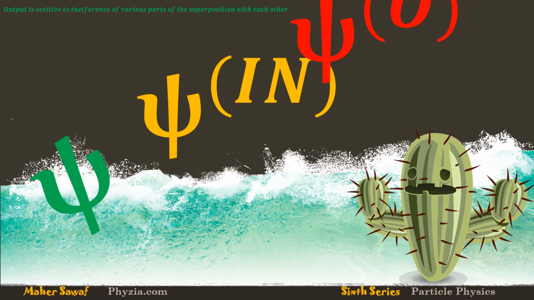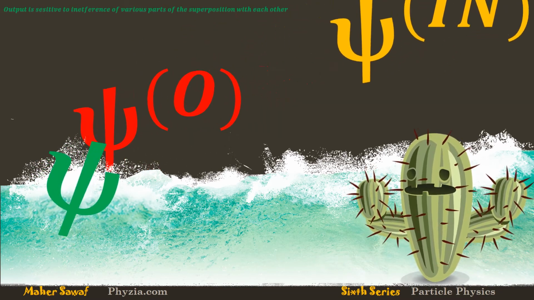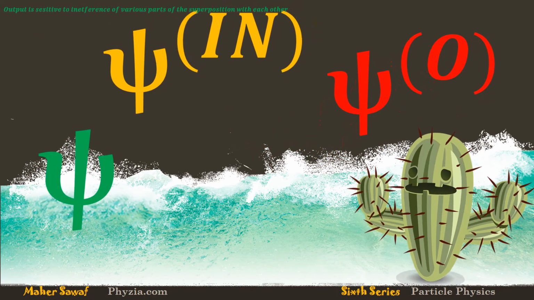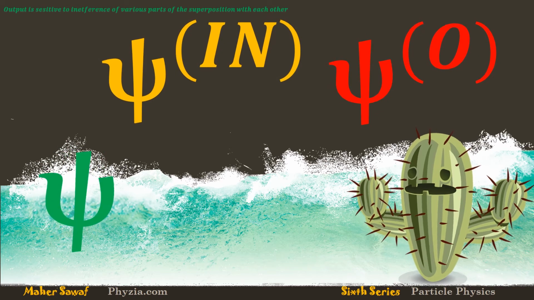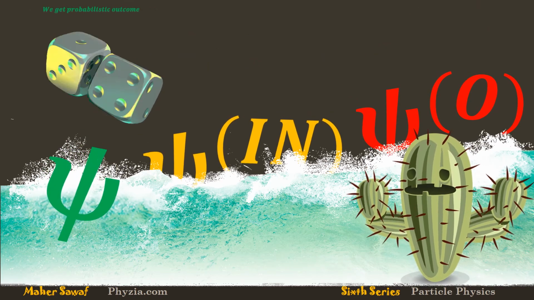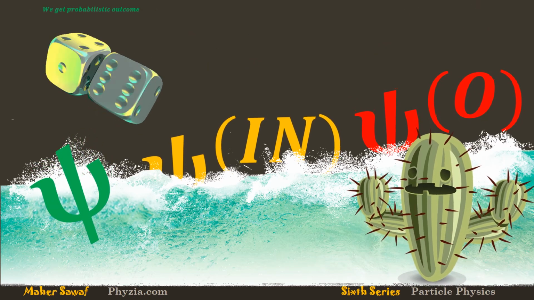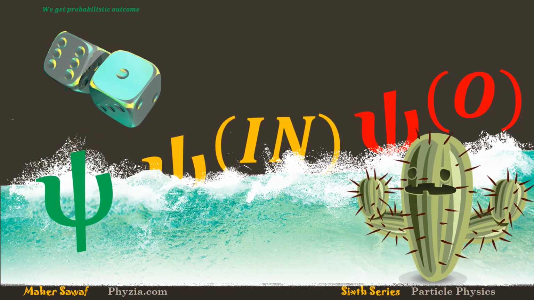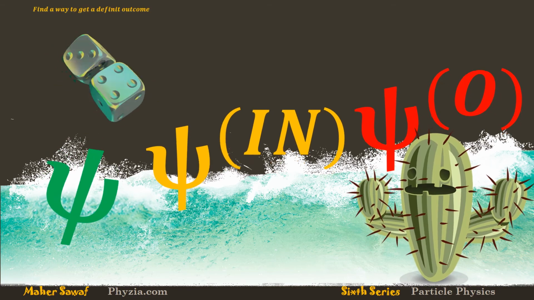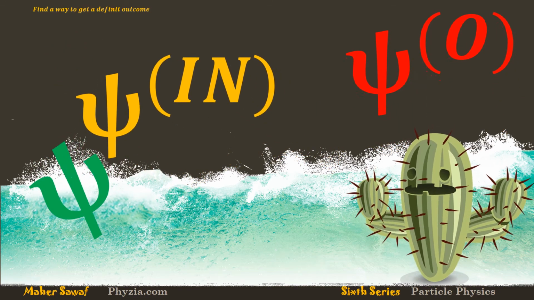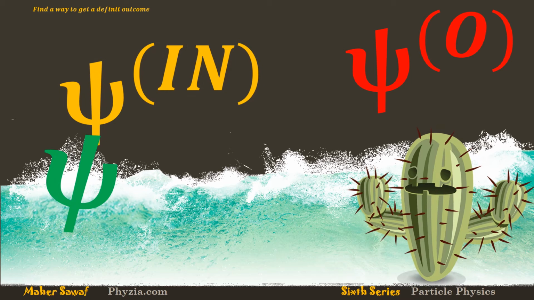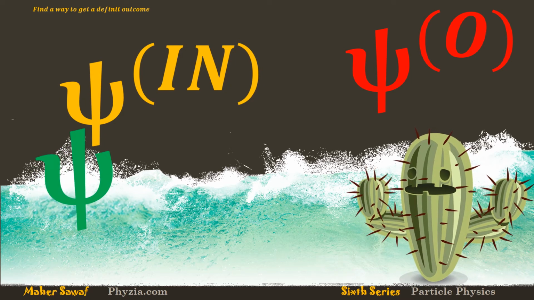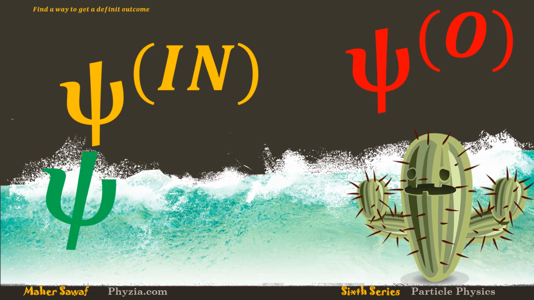Because superpositions are involved, we will get quantum interference. Quantum interference happens when parts of the superposition interfere with each other. As they interfere with each other, we will get a probabilistic outcome. That means we'll never get a definite outcome. Finding a definite outcome out of the probabilistic outcome we got because of the interference is the most important thing in quantum computing.